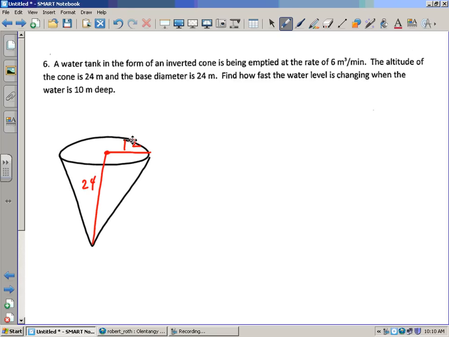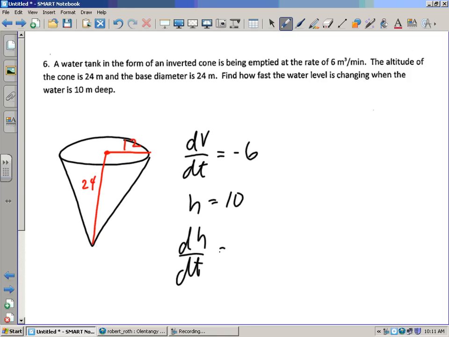Next thing, we'll look at the information that's given to me. We're told it's being emptied at a rate of 6 cubic meters per minute. So that represents the rate of change of the volume. And the height of the cone is 24, base diameter is 24. How fast is the water level changing when the height of the water is 10? So my objective, find the rate of change of the height, dh/dt.